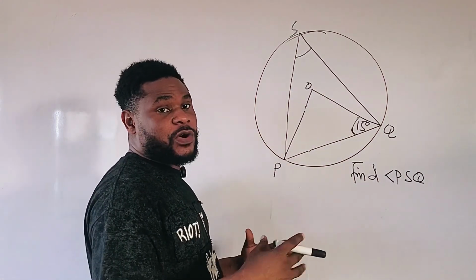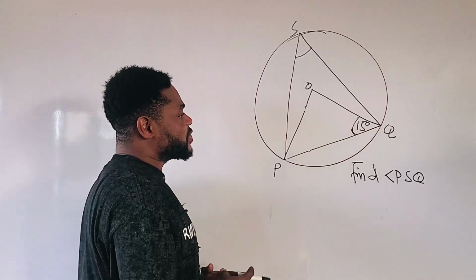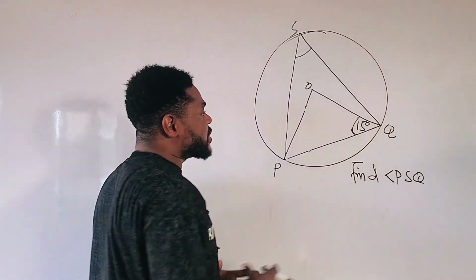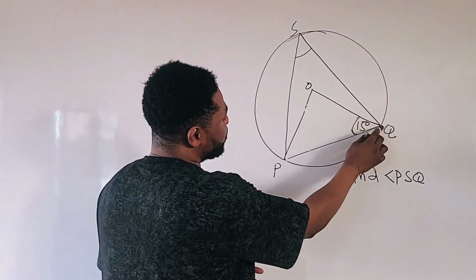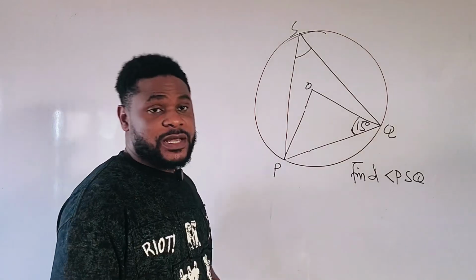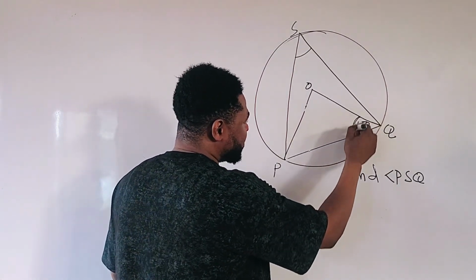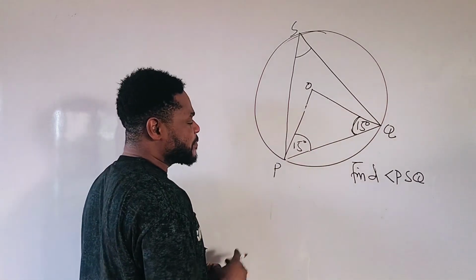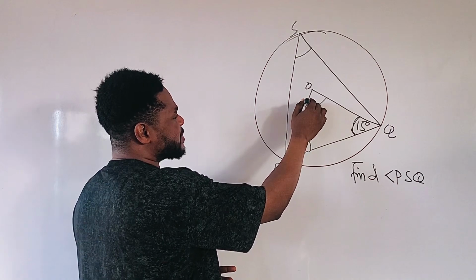Anytime a chord subtends an angle at the center of a circle, it forms a triangle, which is triangle POQ. And that triangle is an isosceles triangle because from O to Q is the same as O to P. Now, what do we know about isosceles triangles? Base angles are equal. Therefore, if the angle here is 15, the angle here is also going to be 15. With this 15 and the angle here, we can find the angle at the center.